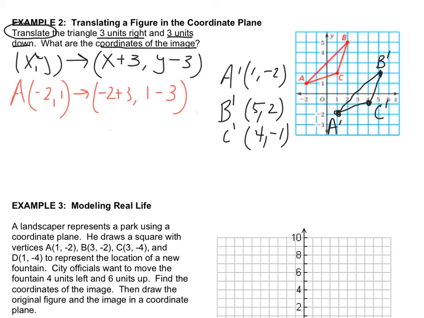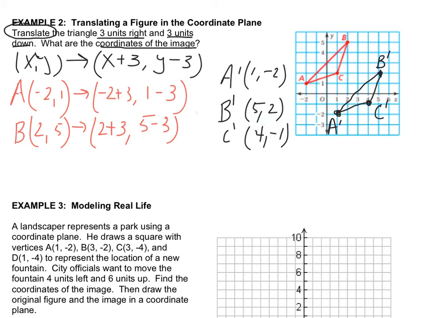So that's a way I can get there pretty quickly without even having to draw a graph, if I could get away with just doing it without the graph. B is sitting at 2, 5. And again, if I run this through, 2 plus 3 is 5, which is what we had for the B prime. And 5 minus 3 is 2, which is what we got, 5, 2, for the B prime from the graph.